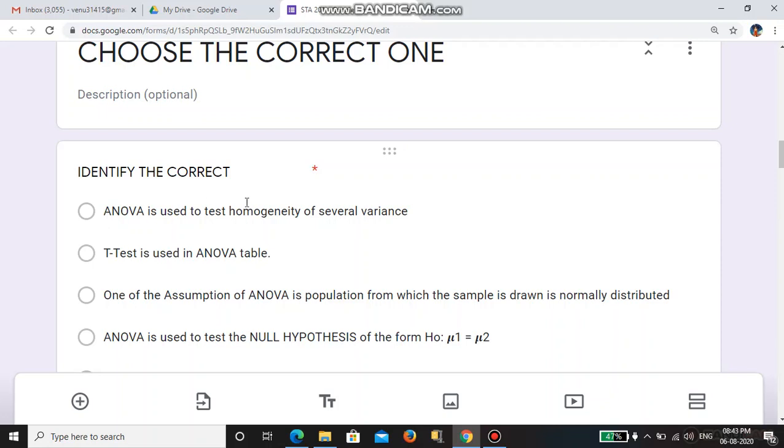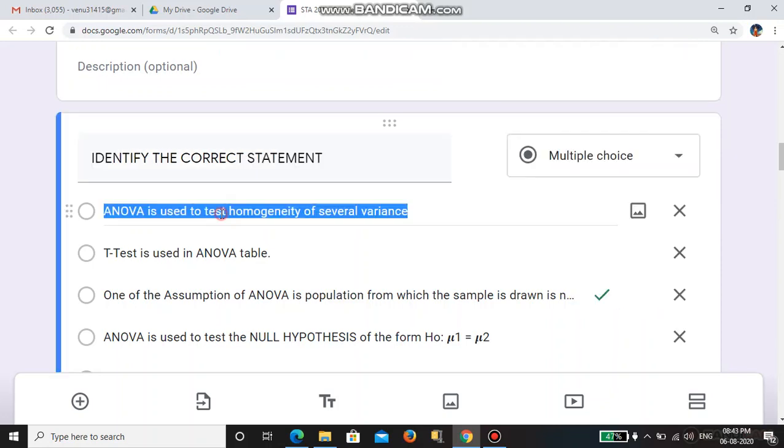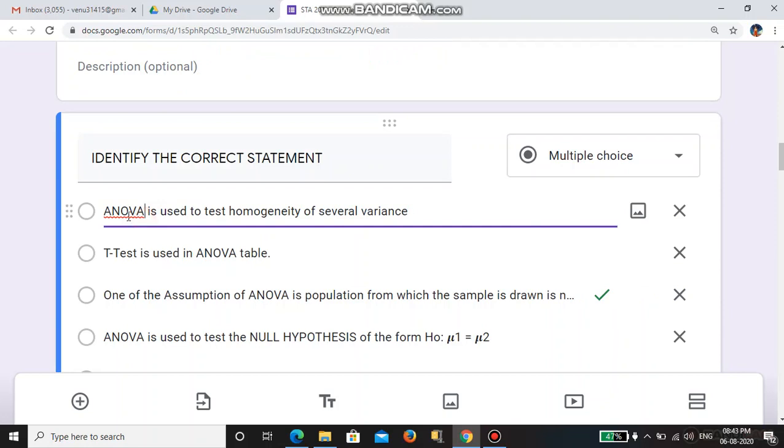ANOVA is used to test the homogeneity of several variants. So this is false, because we are using ANOVA to test the homogeneity of mean, several means. ANOVA is used to test more than two means, but here they told it is used to test homogeneity of several variants, so it is false.